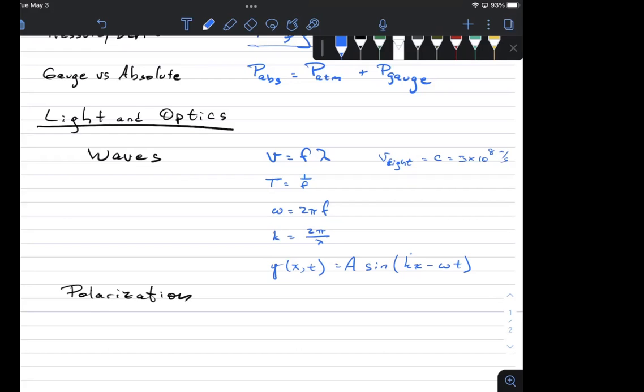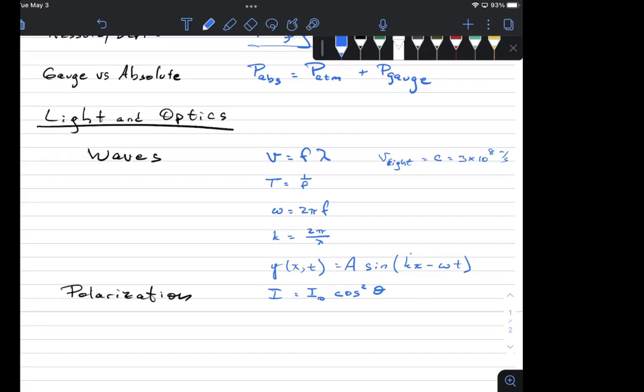And for that, we use the law of Malus, which says the intensity of the light that makes it through is the initial intensity of the light, so however bright the light was originally before you even sent it through, times cosine squared of theta, where theta, as the angle, is the difference between the angle of the light trying to make it through and the angle of the polarizer itself.